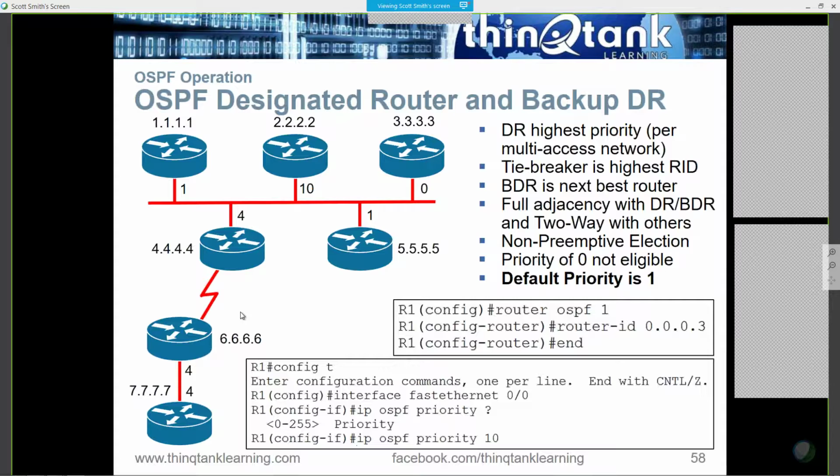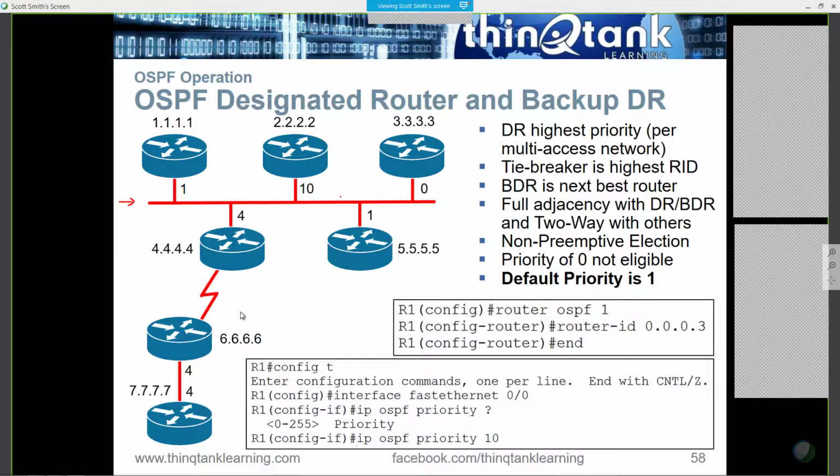So there is a process in OSPF called the DR-BDR election process. It stands for Designated Router, Backup Designated Router. And here's how it essentially works. First of all, this election process only occurs on multi-access networks. This is a multi-access network, okay? So imagine there's a switch, a bunch of routers connected to that switch.